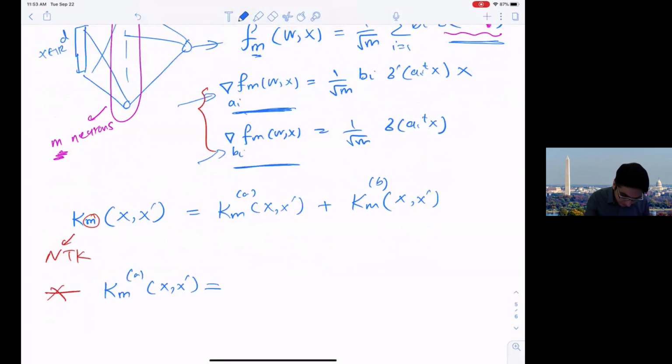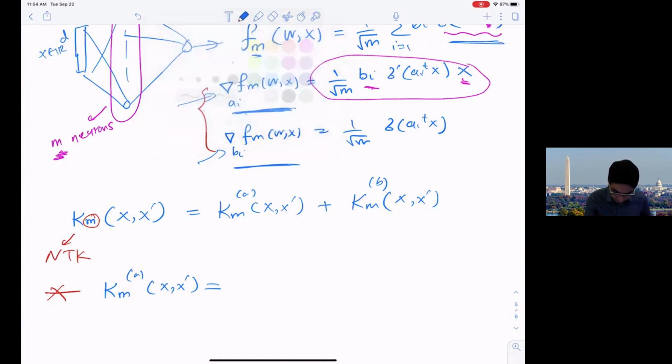So this is my feature map, right? So this guy is my feature map. I evaluated it for x and x prime, and I look at the inner product between the two. So I will get basically 1 over square root of m times 1 over square root of m. So I'll get 1 over m, right? So I'll get b_i squared. And then I'll get sigma prime a_i transpose x times sigma prime a_i transpose x prime. And then I'll get the inner product between x and x prime. So that's basically the inner product between the two.